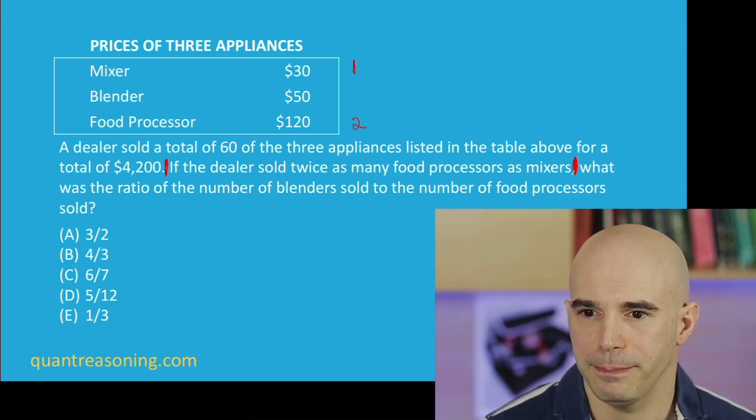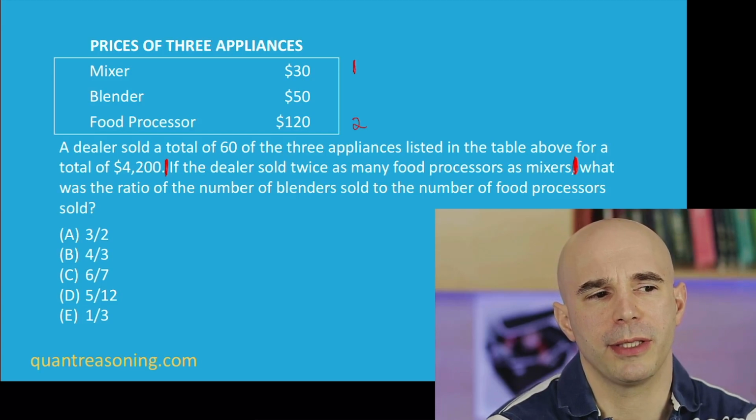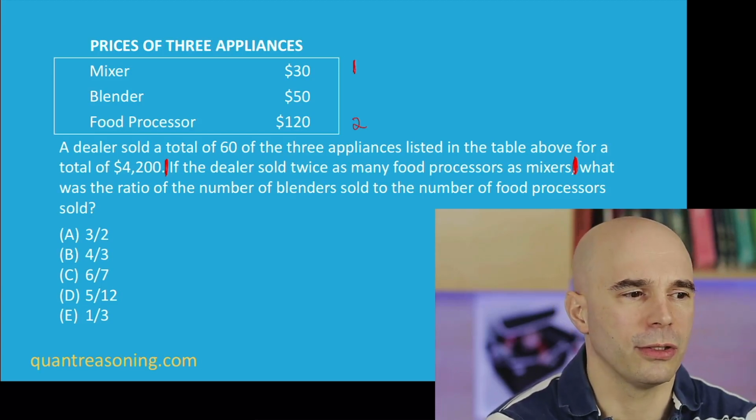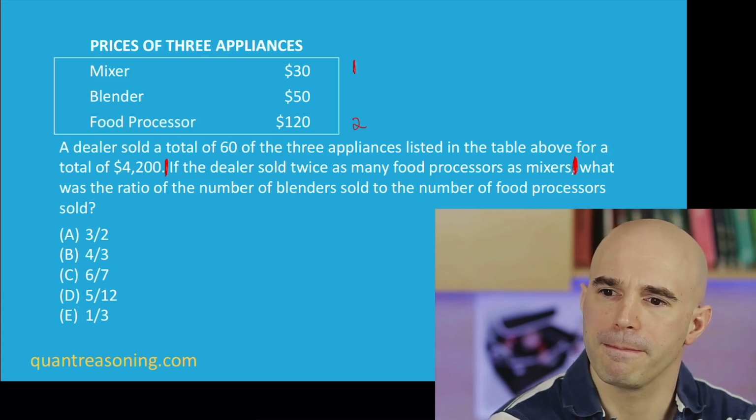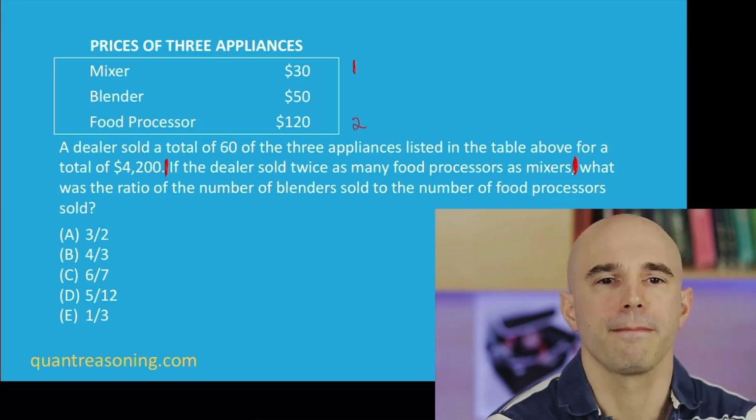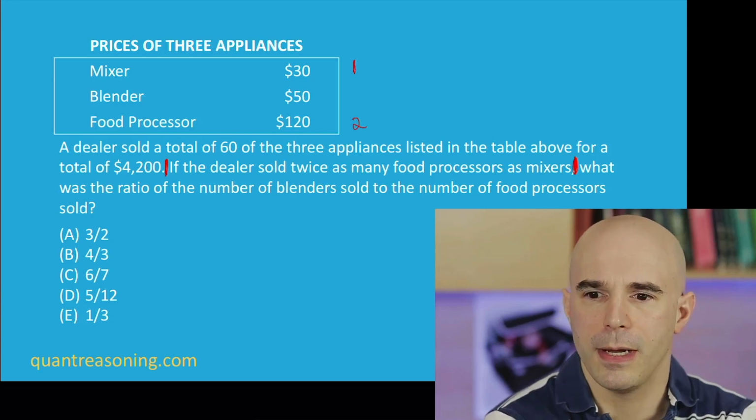Food processor and mixer, the average price is 135. 135 doesn't really make sense to me as the average price because it's not somewhere in between 30 and 120. It would be twice as close to 120 as 30, right? 40 food processors have been sold and 20 mixers have been sold, because the total is 60.